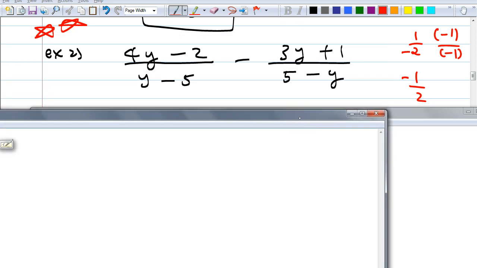Here's example 2. I have 4y minus 2 over y minus 5, minus 3y plus 1 over 5 minus y. Write it down.